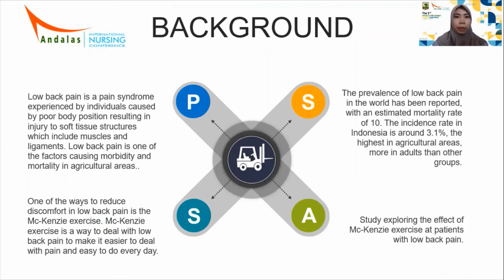Background. Low back pain is a pain syndrome experienced by individuals caused by poor body position, resulting in injury to soft tissue structures which include muscle and ligament. Low back pain is one of the factors of morbidity and mortality in agricultural areas. The prevalence of low back pain in the world has been reported with an estimated mortality rate of 10, and an incidence rate in Indonesia of around 3.1%, the highest in agricultural areas, more in adults than other groups.